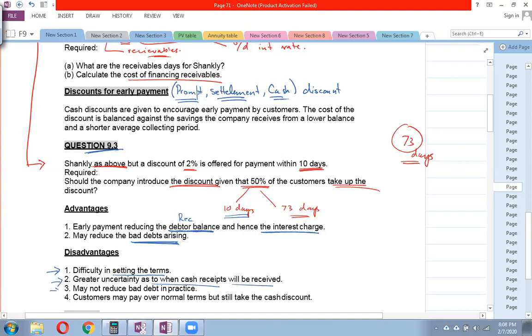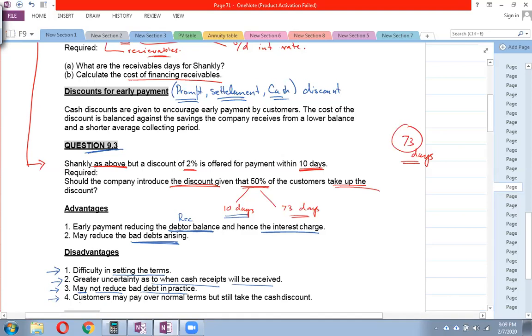Third point, it may not reduce bad debts in practice. Well, in the advantages, we said bad debts will be reduced. But practically, if you have a bad customer who is buying from you with the intention that he's not going to pay you back, then offering him a 1-day credit or 100 years' credit is actually the same thing. He's never going to pay you back, right? So maybe in practice, the bad debts may not be reduced.